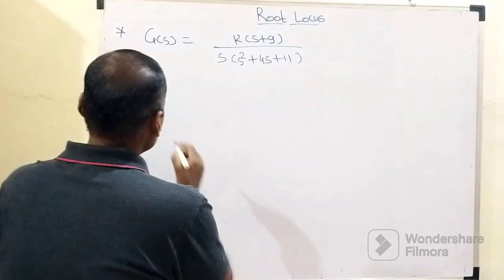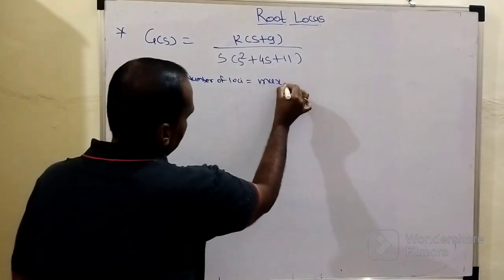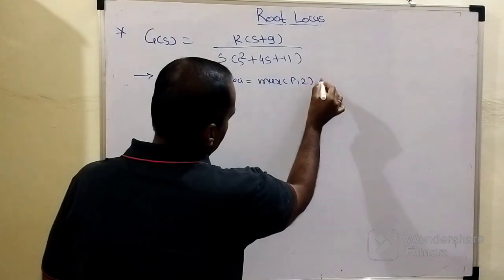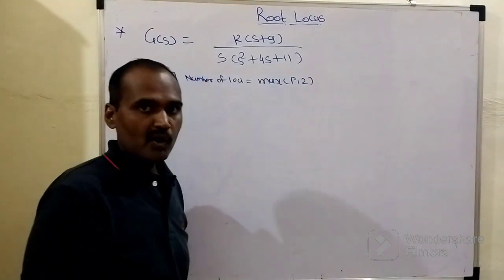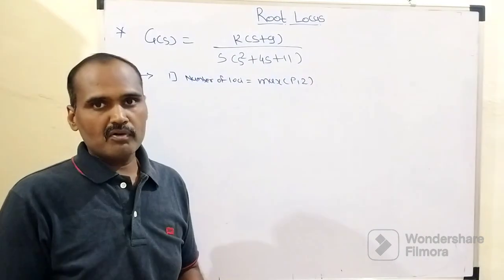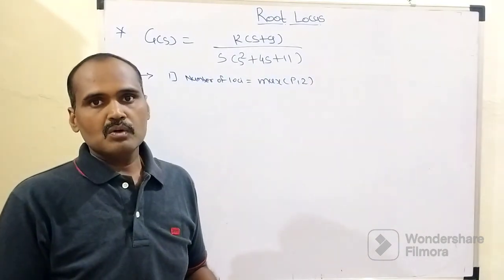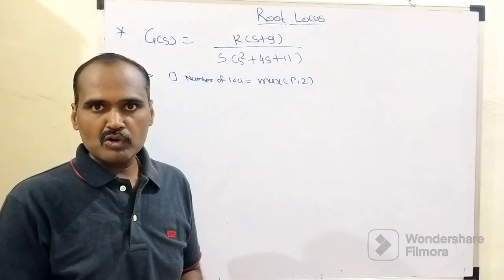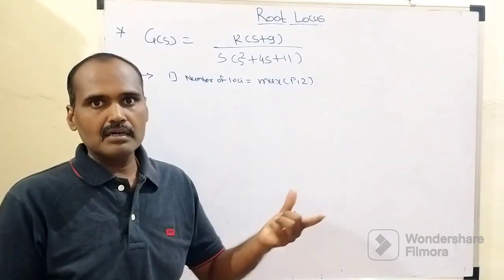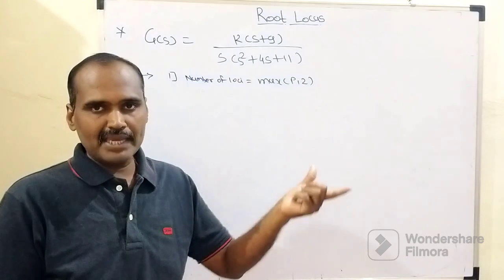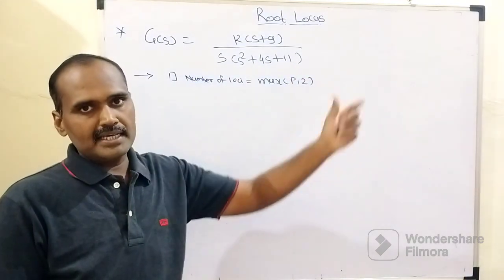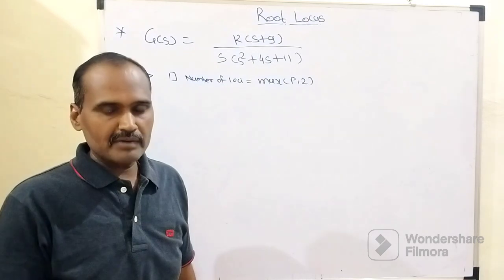So let us quickly go through design step number 1. Within this step, we need to determine the number of loci. The number of loci equals the maximum number of either poles or zeros. So we need to determine how many poles and how many zeros we have, right? How do we get the number of poles and zeros? These are the desired frequencies. How do we get them? By equating the numerator as well as the denominator term to 0.